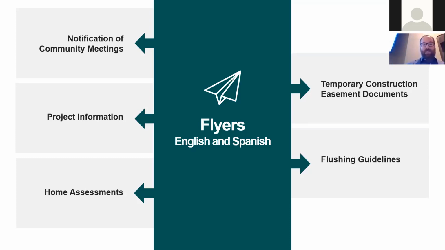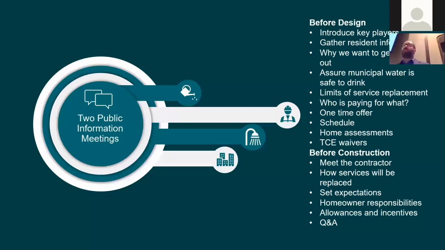Going into the public meeting side a little bit, it's a great opportunity to get the residents involved. Before the design process is completed, if you can have a meeting, that's a great opportunity to gather resident contact information, to explain to them the importance of removing the lead, why it's dangerous, why there's a risk involved, and also to assure them that the source water they're drinking does not contain lead.